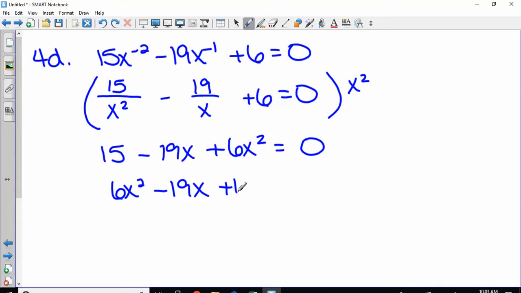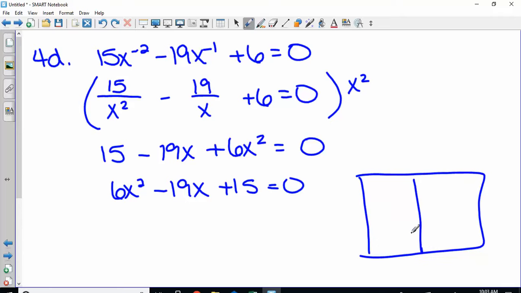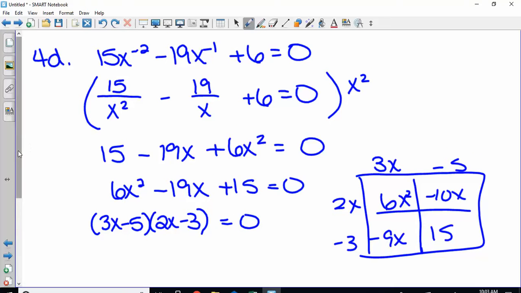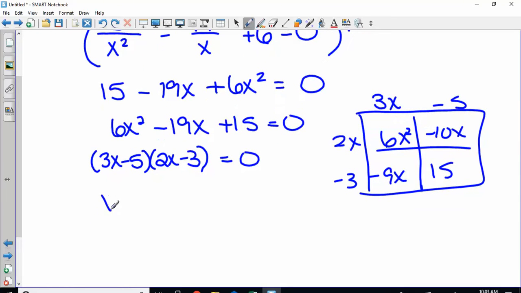So we could do box simple here. If you also did quadratic formulas, it'll work out as well. So we need two things. So it's multiply to 90 and add to negative 19. So you could do a negative 9 and a negative 10. So if we set each of those equal to 0, we get 5/3 and 3/2.